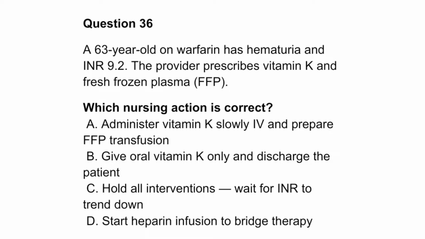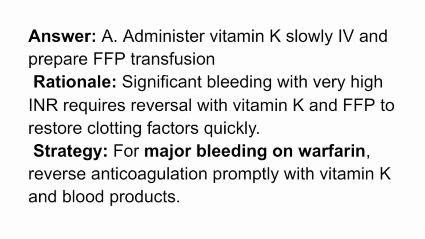Question 36. A 63-year-old on warfarin has hematuria and an INR of 9.2. The provider prescribes vitamin K and fresh frozen plasma, FFP. Which nursing action is correct? A. Administer vitamin K slowly IV and prepare FFP transfusion. B. Give oral vitamin K only and discharge the patient. C. Hold all interventions, wait for INR to trend down. D. Start heparin infusion to bridge therapy. Answer: A. Administer vitamin K slowly IV and prepare FFP transfusion.